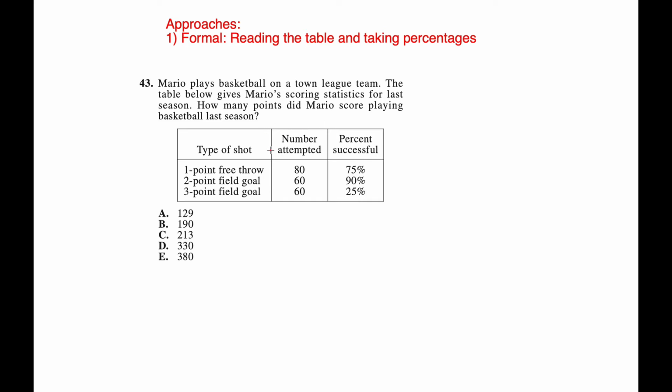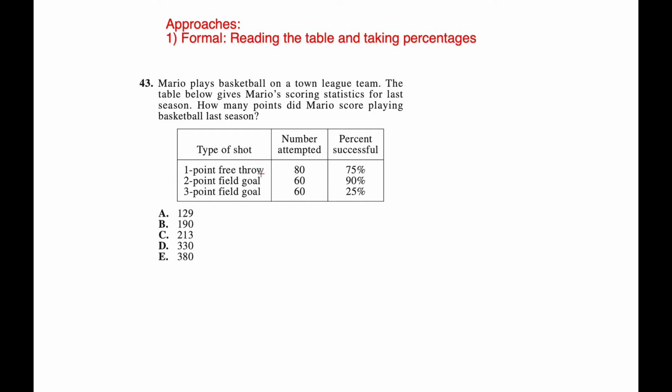When we look at this table, we see that it describes the type of shot that he was taking in this column. So there's the 1-point, 2-point, and 3-point shot. It also tells us the number of those shots that he attempted for each one, and finally the percent that he actually made of each of those shots. One way we can approach this is to just calculate the number of shots that he made, first of all, in each of these categories.